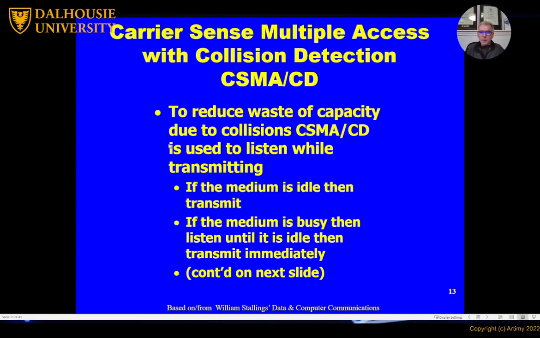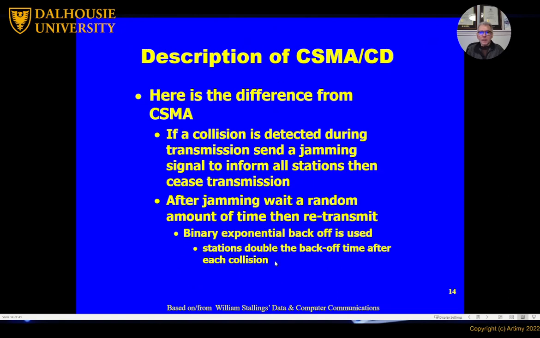So you'll see here, this is a repeat of what I just said. To reduce the waste of capacity due to collisions, we use carrier sense multiple access with collision detection. I didn't talk about collision detection yet, or actually I did, about detecting the collision. That's why we stop transmitting. But here we see if the medium is idle, we transmit. If the medium is busy, then we listen to the frame until it's over, and then we transmit immediately, right?